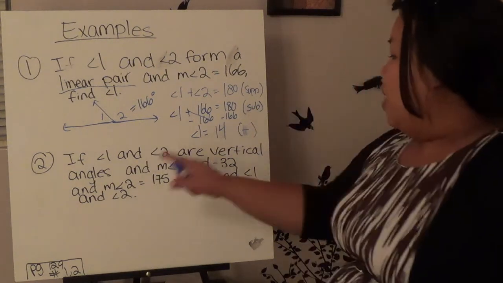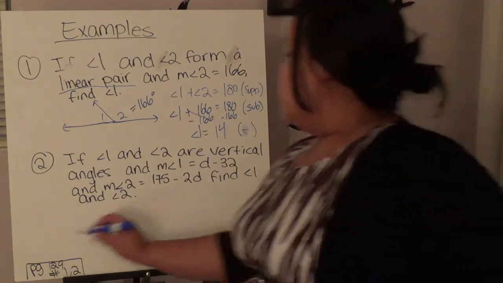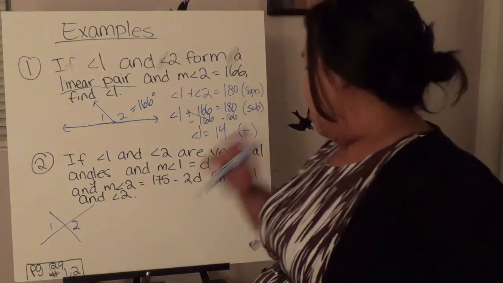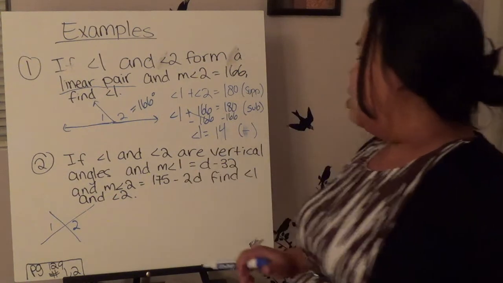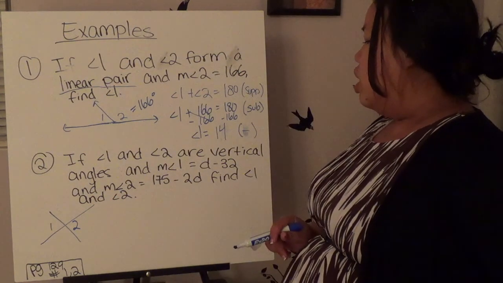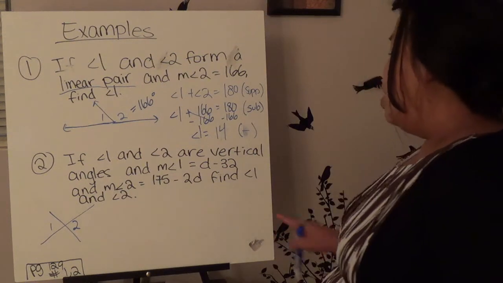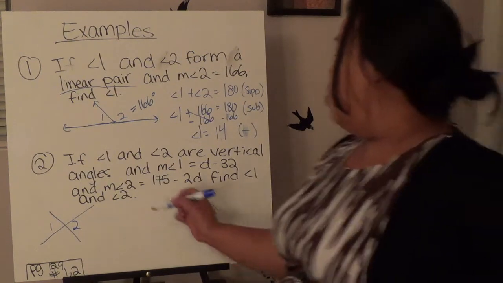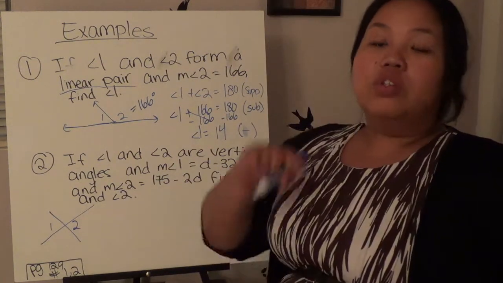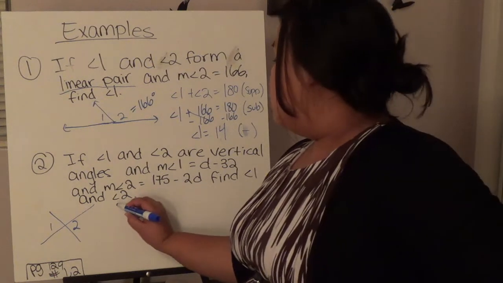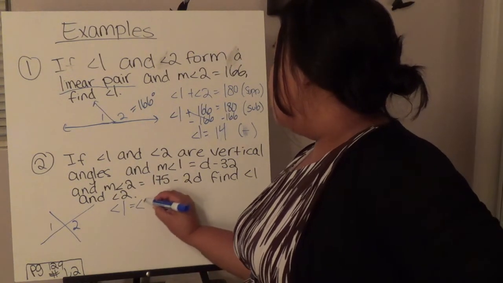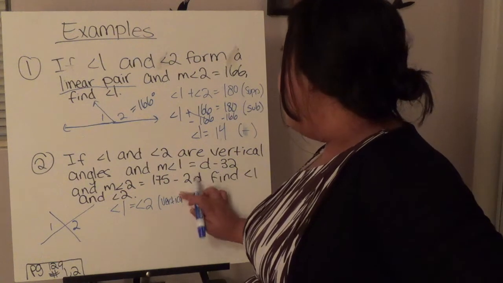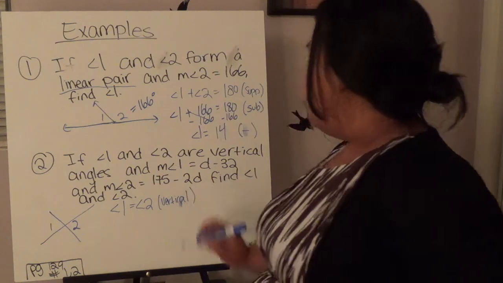Our next problem is if angle 1 and angle 2 are vertical angles. So let's say we have two intersecting lines, and angle 1 and angle 2 are vertical angles. And measure of angle 1 is d minus 32, and measure of angle 2 equals 175 minus 2d. And they want me to find angle 1 and angle 2. Well, I know with the vertical angle theorem that vertical angles are always congruent. So angle 1 equals angle 2 because of the vertical angle. So if I find one of these, it's the same thing as both of them.